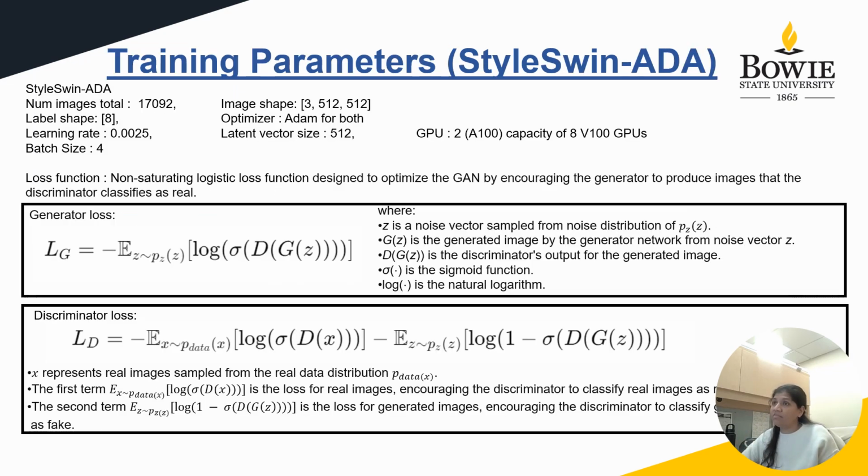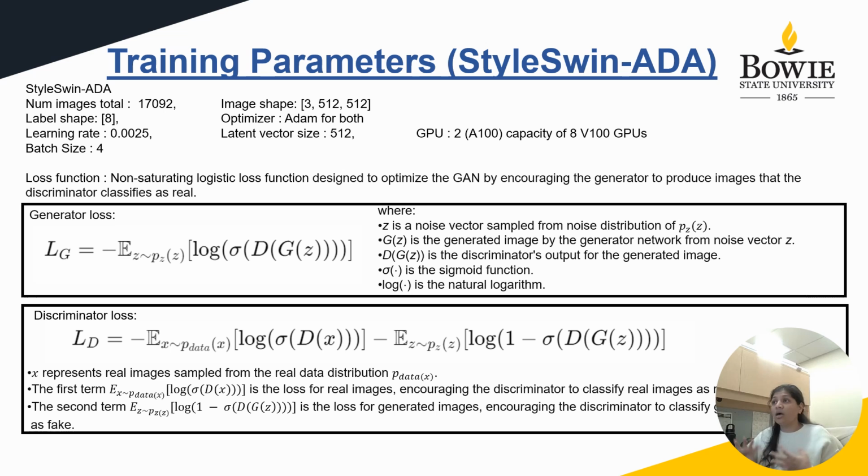The training parameters we used for this model: there are a total of around 17,092 images, and the label shape is 8, like 8 different classes. We chose a learning rate of 0.0025, and we also took a batch size of 4. The latent vector size we use is 512, and we trained this model on two A100 GPUs. There are two different losses used by this model: generator loss and discriminator loss.